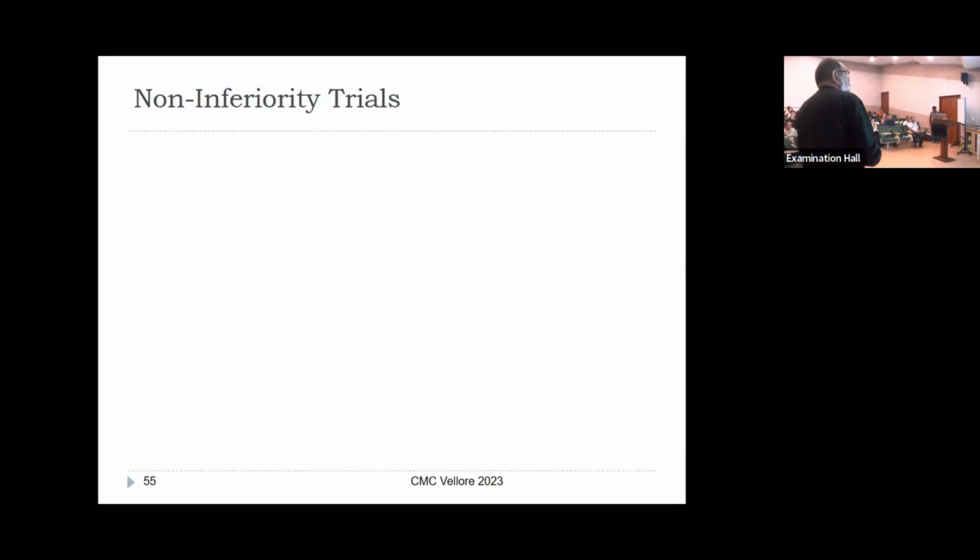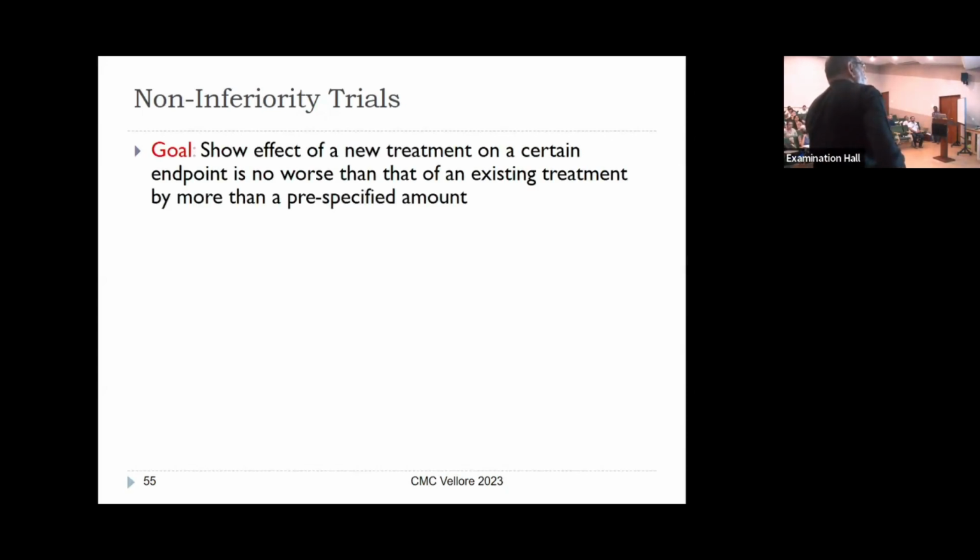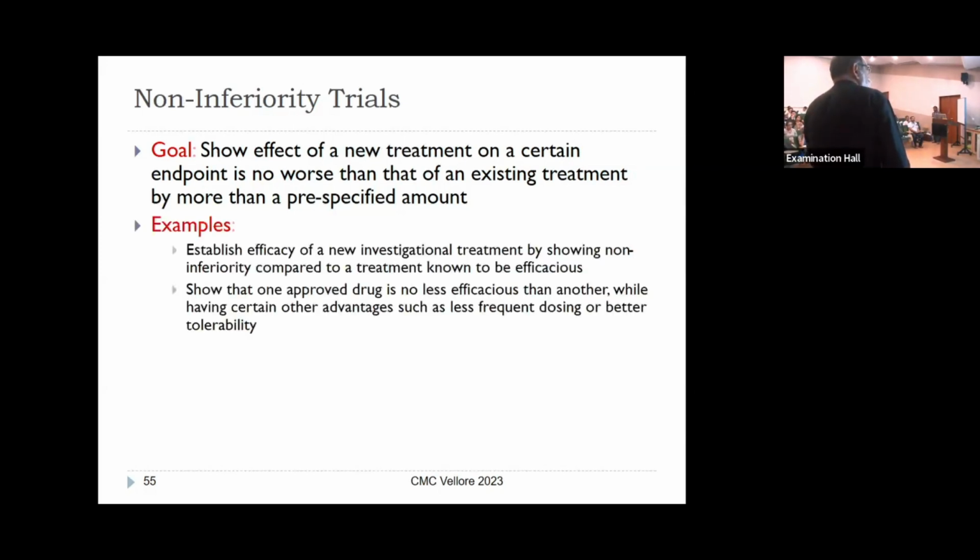So how does this go? You show now that it is no worse than an existing treatment by some amount. Which amount? So why do we use it? It's by showing non-inferiority compared to a treatment that is known to be efficacious, or having another advantage such as less frequent dosing, or better tolerated than others, or cheaper, for example.